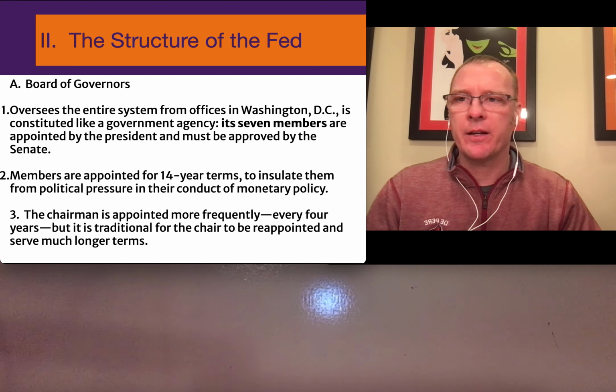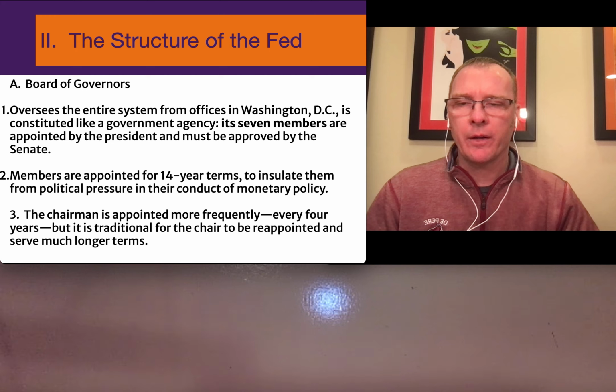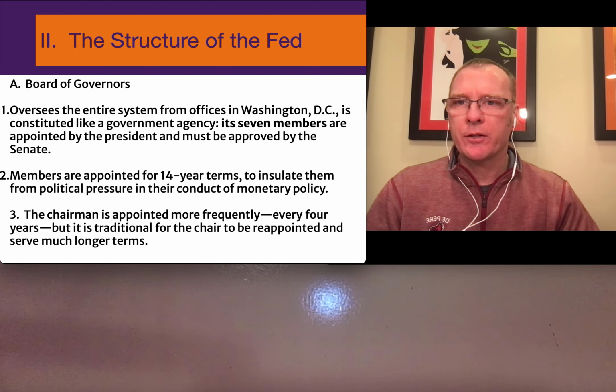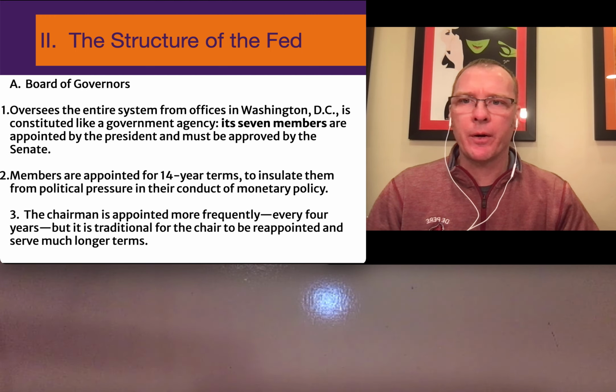So the structure of the Fed is the Board of Governors. It oversees the entire banking system as a whole. It's in Washington, D.C. It has 7 members appointed by the president and approved by the Senate. The members are appointed for 14-year terms. The chairman is appointed more frequently, like every 4 years or so, but it's traditional for them to be reappointed for a longer period of time. The 12 regional banks each serve a certain region. Each regional bank is run by the Board of Governors.